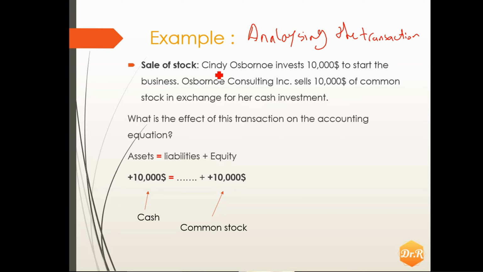Let's take this example. Cindy Opson, the name of a person, invests $10,000 to start the business. Osborne Consulting Inc., the name of her company, sells $10,000 of common stock in exchange for her cash investment. What is the effect of this transaction on the accounting equation?